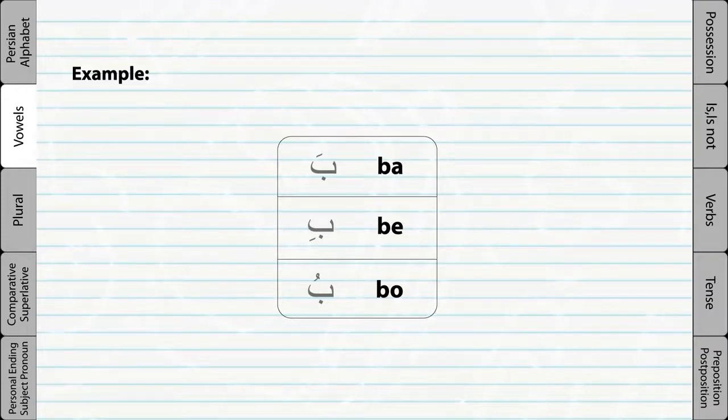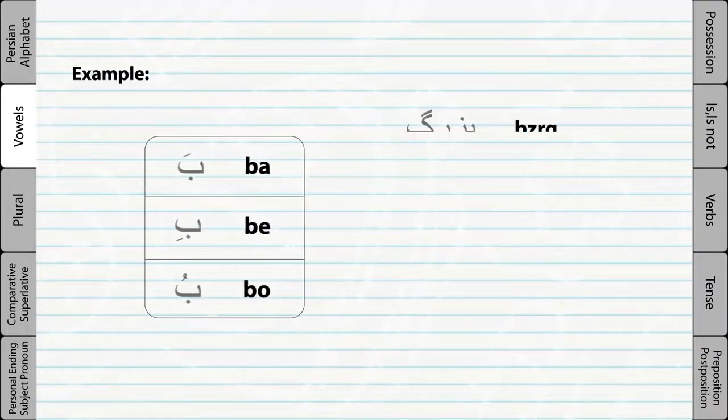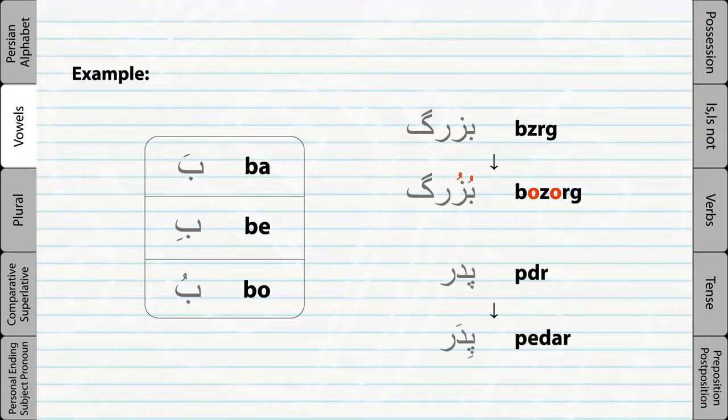Most of the time, the short vowels are not written in Persian, thus making it hard for foreigners to read the words correctly. That's why it's important to pay close attention to the short vowels when you learn a new word.